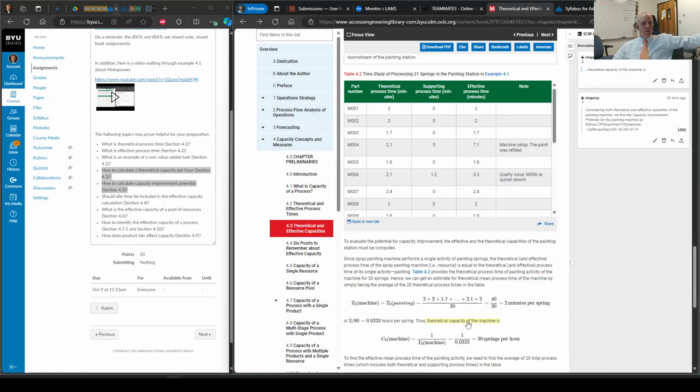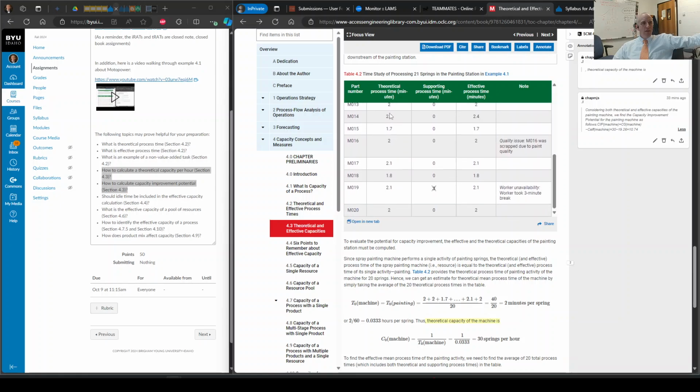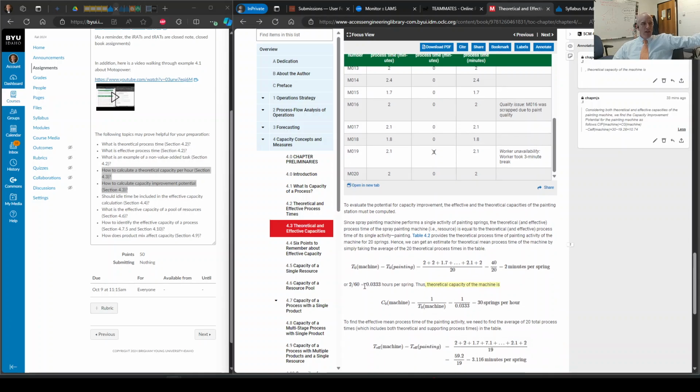So to calculate the theoretical capacity of the machine, you add up all of the theoretical process times, which in this case was 40. There were 20 parts, so 40 divided by 20 is 2 minutes per spring. But to convert that to hours, we follow these steps. We do 2 divided by 60, which is 0.03 hours per spring, and we do 1 divided by that to get the number of springs per hour. That is the calculation there.